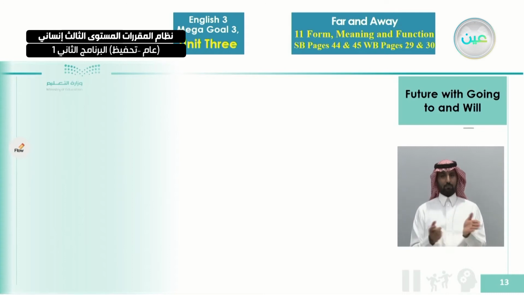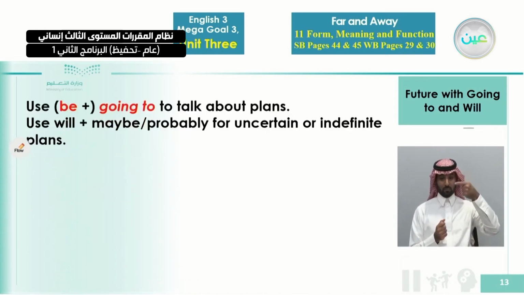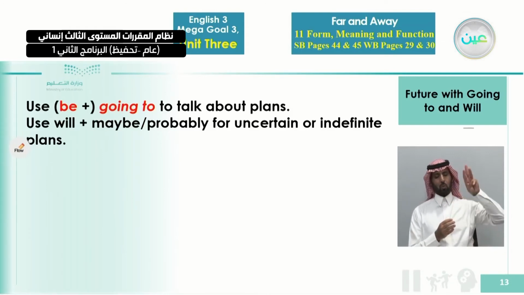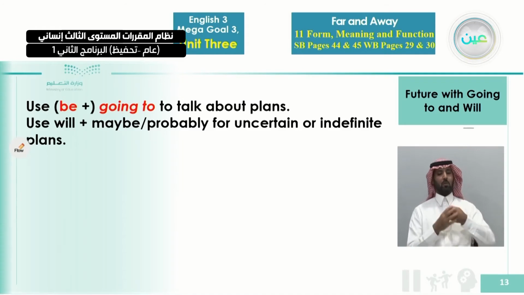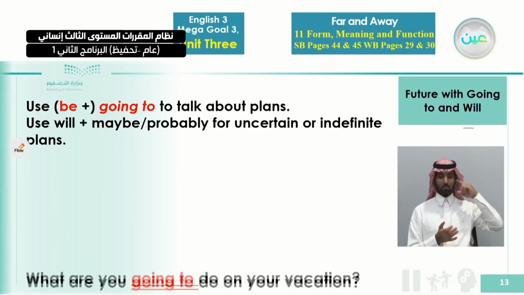Okay, future with going to and will. Sometimes we use going to and sometimes we use will. What's the difference here? Look at the instructions here. We use the verb be, which is am, is, are, with going to talk about plans. If you want to plan for something, we use will, maybe, and probably for uncertain or indefinite plans. If you are not sure about what you are going to do, it's better to use will. But if you are talking about a plan that you arranged before the time of speaking, you use be plus ing.